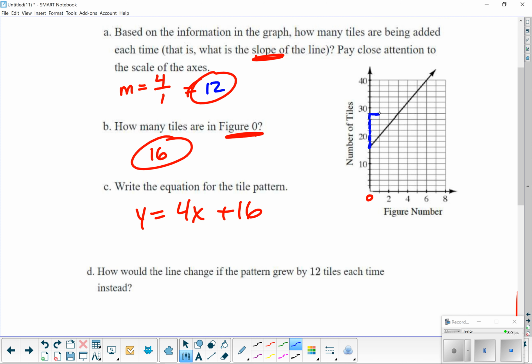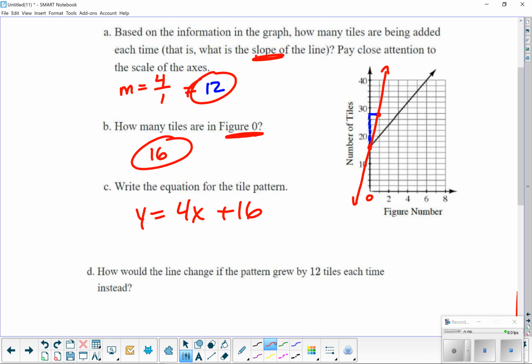So the line would no longer be right there. The line would now be this one right here. So it starts at 16, and it's going to go up to 28. So it's going to look like this. Right, so how would the line change if the pattern grew by 12 each time instead? Right, or how would the line change?